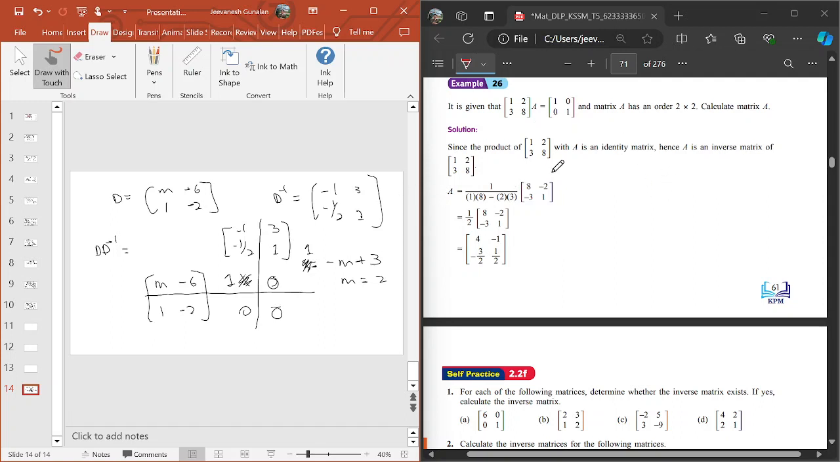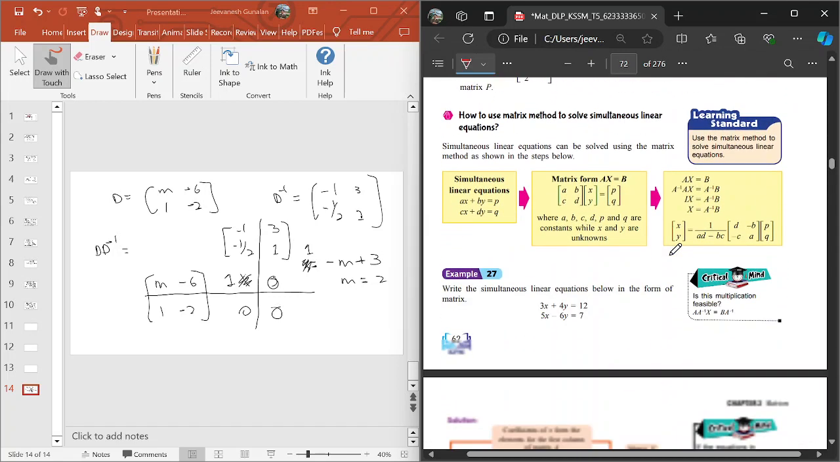Okay, so they have given here this thing. Oops. Okay, it's okay. So you know that if you multiply with anything and then you get the identity matrix, that means A is actually an inverse. So A is the inverse of this matrix. So what do we need to do? We just find the inverse matrix of this, and that's what they did. And now you've got A.